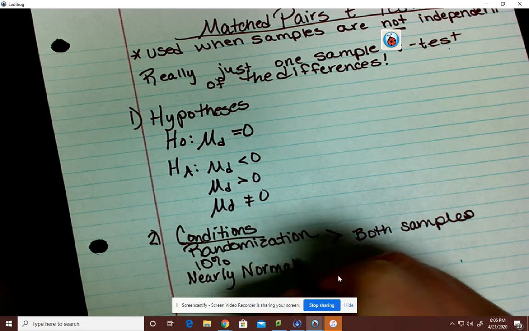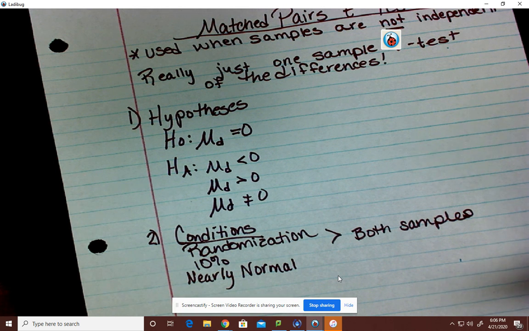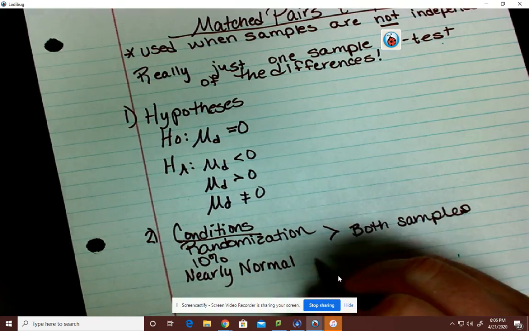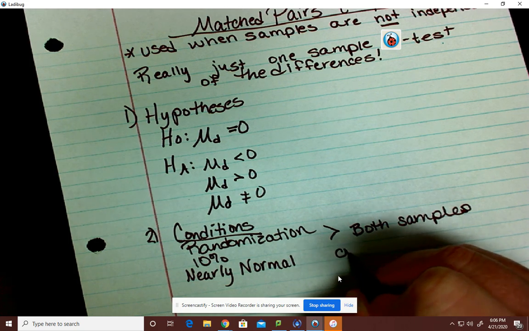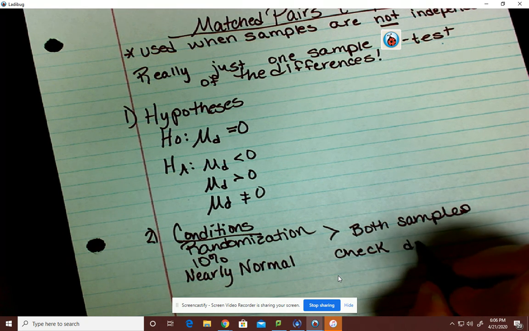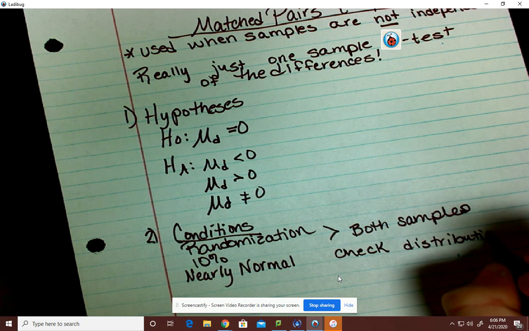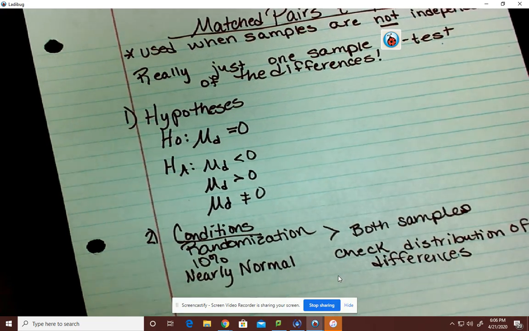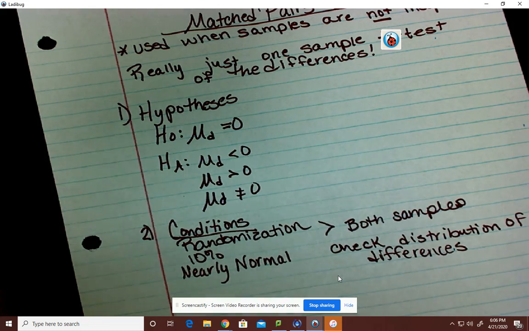Now, with the nearly normal, when they give you the actual data, you have to check it with a graph. If they give you the graph, then you don't have to worry about it, or if they don't tell you, you have to assume it. But if you are given the data, you do the nearly normal, you check that distribution of the differences. So it's just one histogram or stem and leaf plot or whatever you want to use. Dot plot could work. Stem and leaf, again, I said if you're typing it, but I really highly recommend that you all write it out and upload your answers.